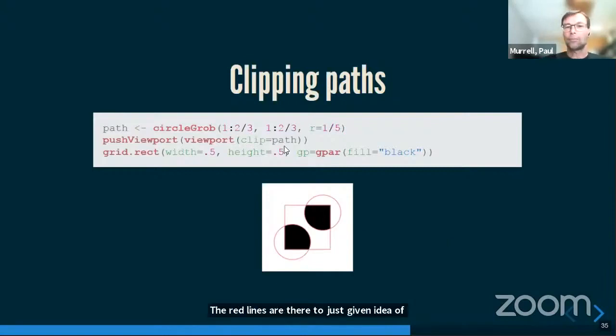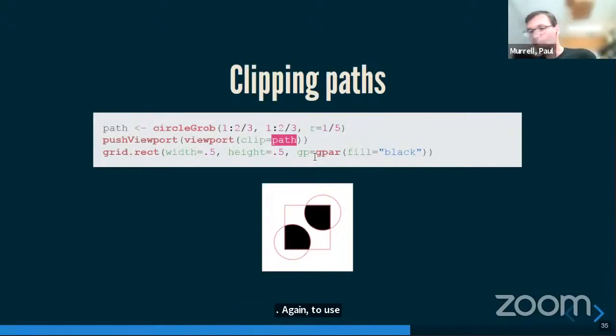Again, the fun thing is that that clipping path can be any grid shape. So it could be a single shape. It could be a grob that describes multiple shapes, like in this example. Or it could be, well, again, to use a silly example, an entire ggplot2 plot that defines a clipping path. Bonus points for the first person who finds a use for that.